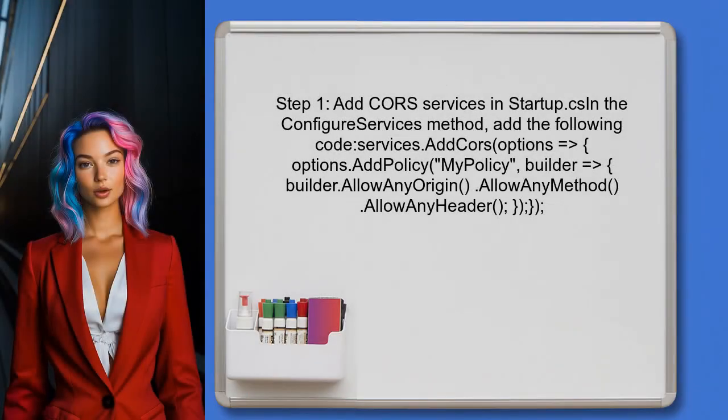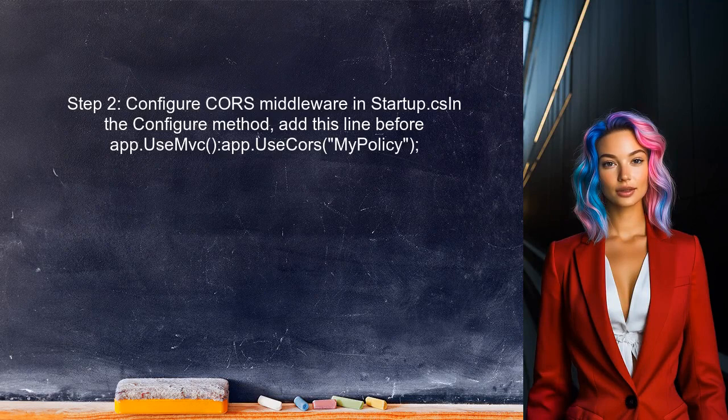To enable CORS in the ASP.NET Core Web API, the user should start by adding the CORS services in the startup.cs file. This is done in the ConfigureServices method. Next, the user needs to configure the middleware to use the CORS policy. This is done in the Configure method of the startup.cs file.